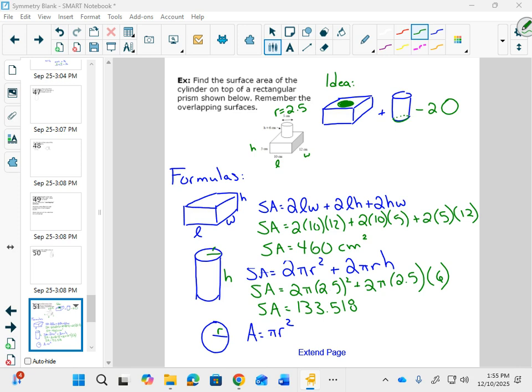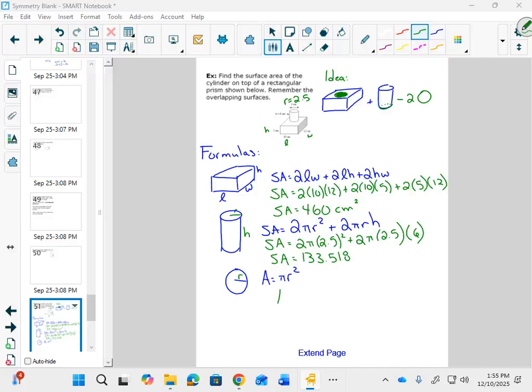Do I know what that circle is going to be that we're subtracting? Well, I know its radius is 2.5. So if I wanted to figure out one of these areas of this circle, I have no idea.